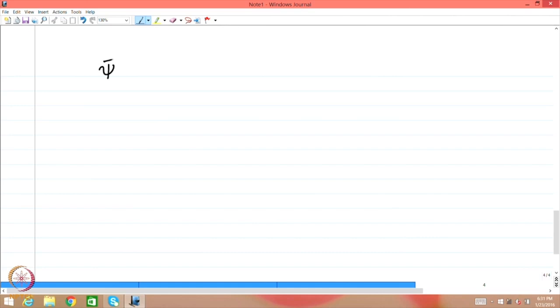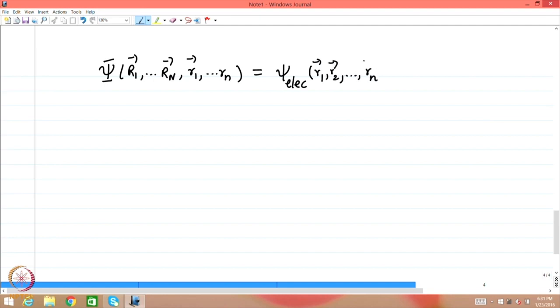And the approximation one: psi, which is a function of all the nuclear coordinates and all the electron coordinates, Born and Oppenheimer proposed this to be a product of two terms, one which depends on electronic coordinates and the nuclear coordinates. So, let us write that as psi electronic of r_1, r_2, up to r_n, the n electrons, and all the nuclear coordinates R_1, R_2, up to capital N, times a psi nuclear, which is only a function of the nuclear coordinates.